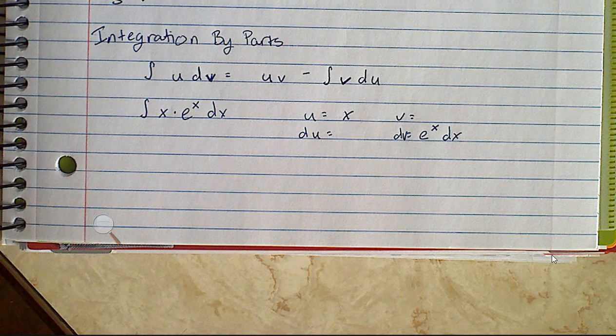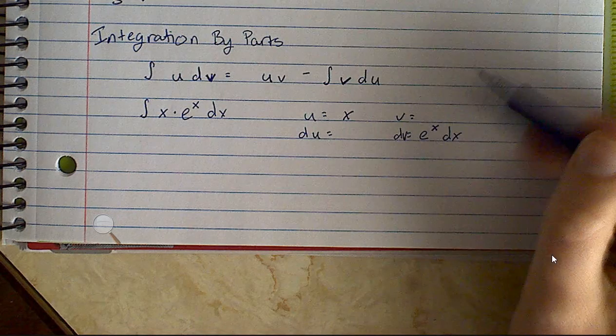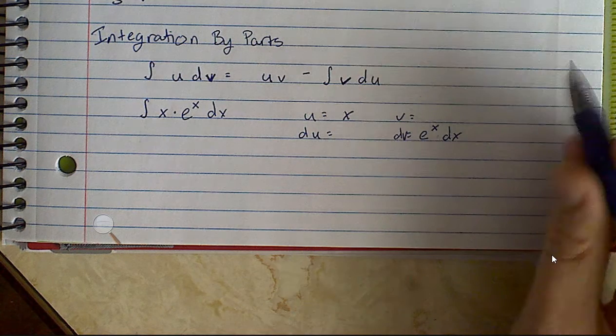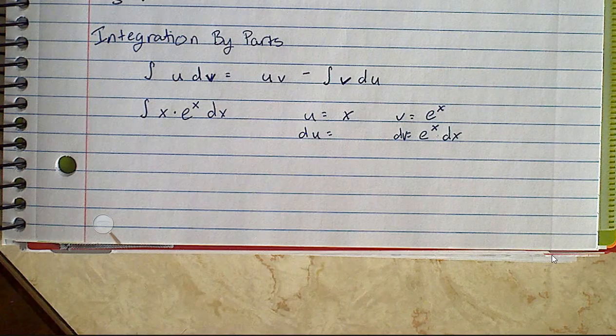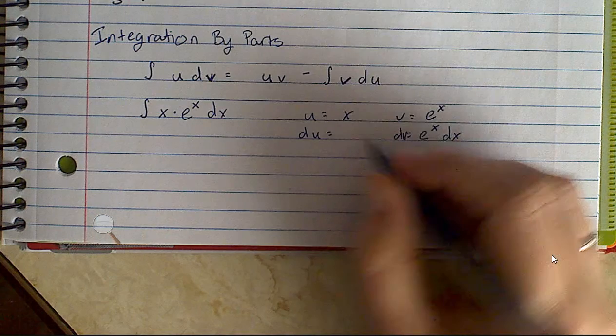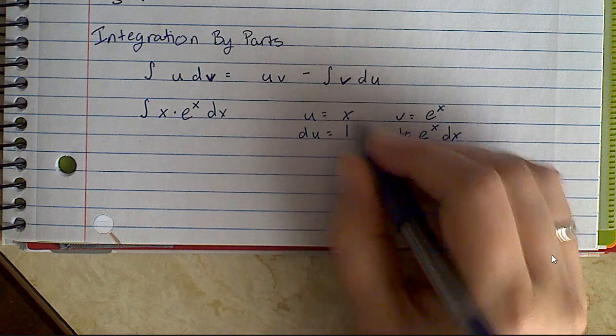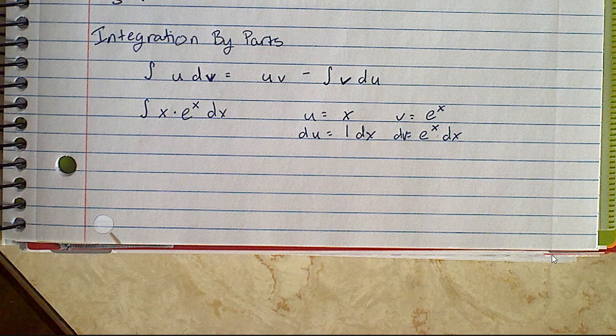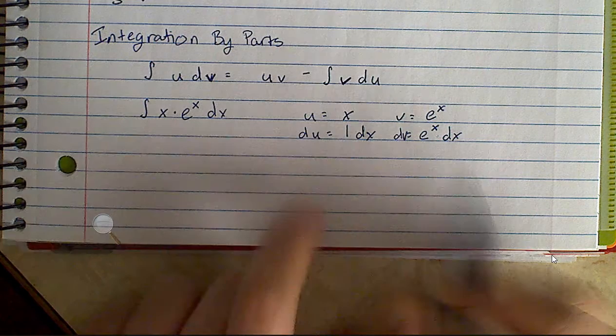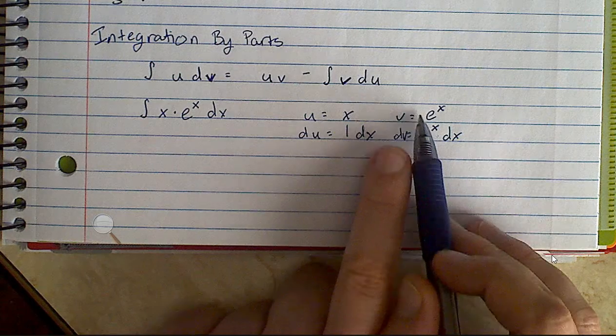So what's v? What would be the antiderivative of e to the x? So e to the x is v. And then what's the derivative of x? 1. Okay, so then du is 1, and I'm going to throw in the dx. So 1 dx. So it's just dx? Yeah, 1 dx. So the 1 doesn't really need to be there. Okay, cool. So I know what u and du are. I know what v and dv are.